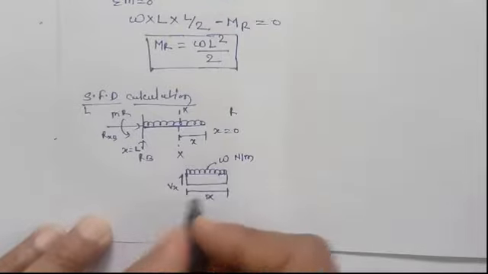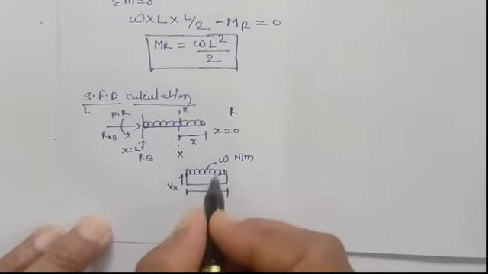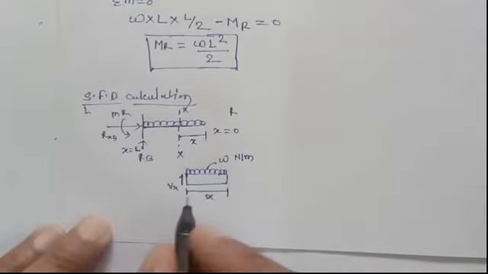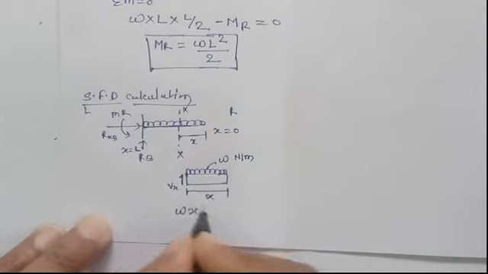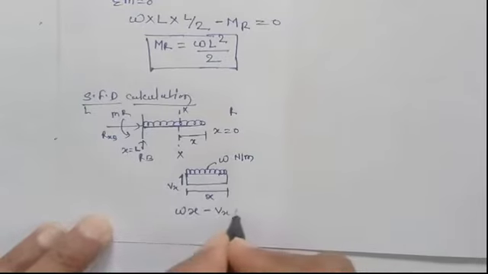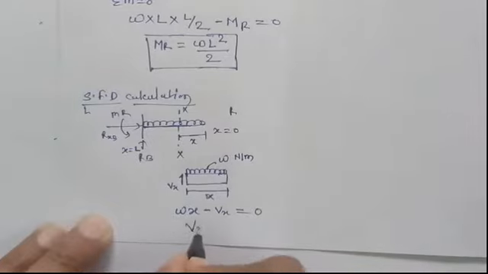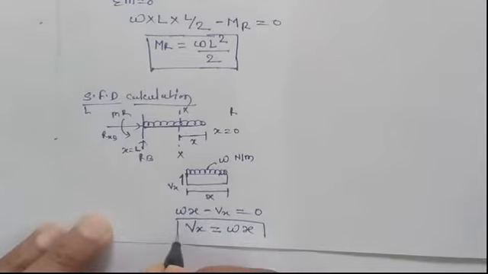So the shear force, because when we are moving right to left, the downward force we are taking as positive. So this W, which is up to X length, is positive, and minus Vx will be equal to 0. So Vx, the shear force at X distance, will be Wx. So this is very important.